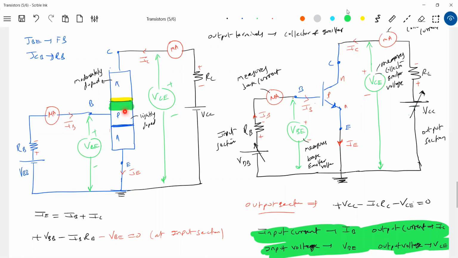Then what happens? The effective length of the base will decrease. If the effective length of the base decreases, say some 100 electrons are coming here, with forward bias they'll enter. When they're moving like this, they'll encounter less base length, so less recombination, because the effective length of the base decreased. If less recombination, less will be the base current. Because what is the base current? This base current is due to recombination.